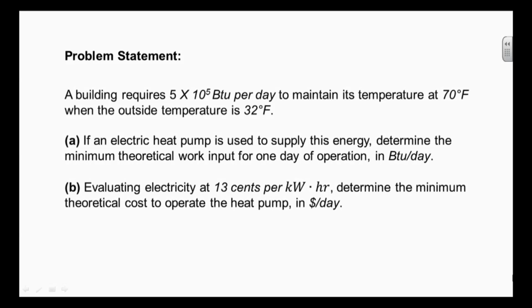Let's look at the problem statement. A building requires 5 times 10 to the 5 BTU per day to maintain its temperature at 70 degrees Fahrenheit, when the outside temperature is 32 degrees Fahrenheit. If an electric heat pump is used to supply this energy, determine the minimum theoretical work input for 1 day of operation in BTU per day. Evaluating the electricity at 13 cents per kilowatt hour, determine the minimum theoretical cost to operate the heat pump in dollars per day.